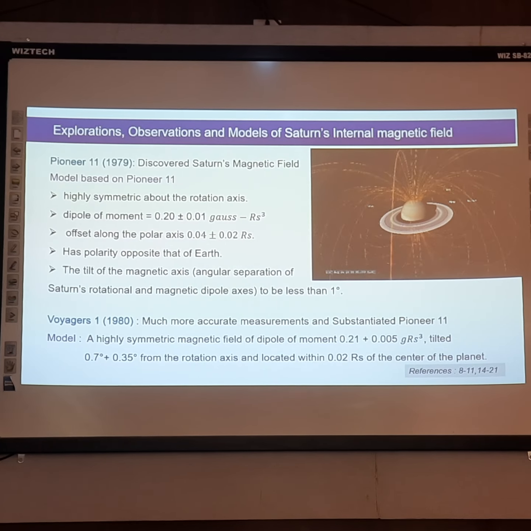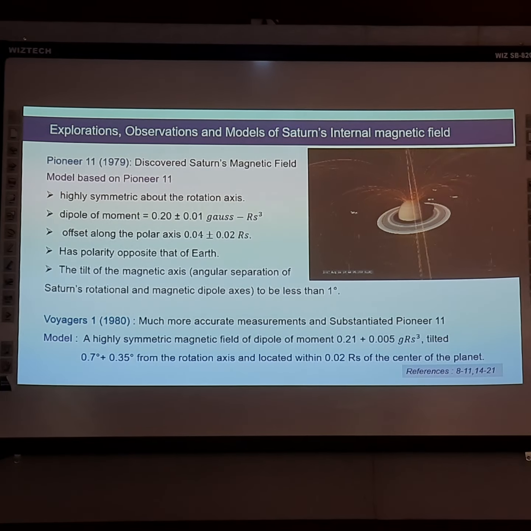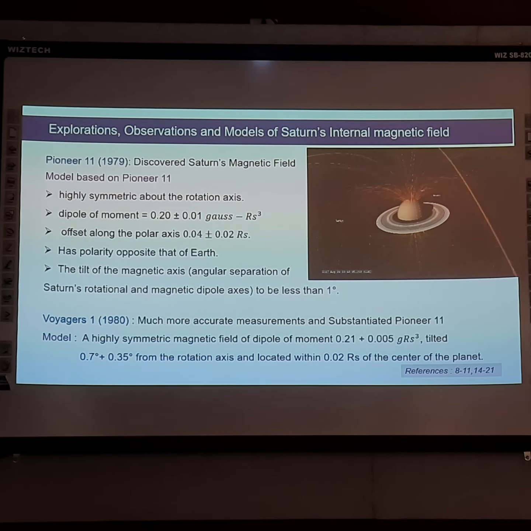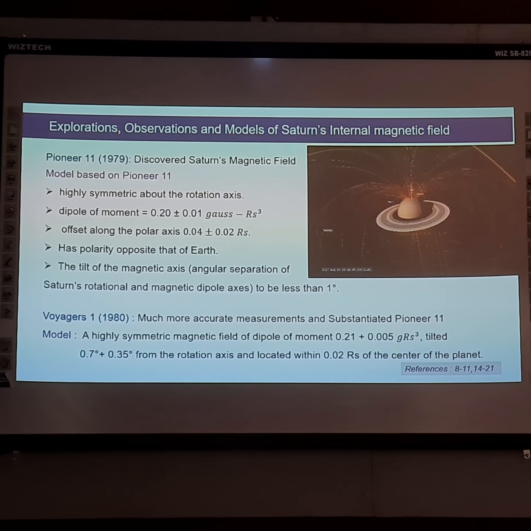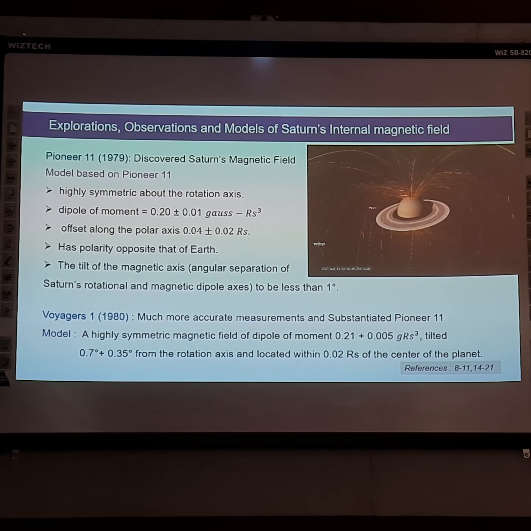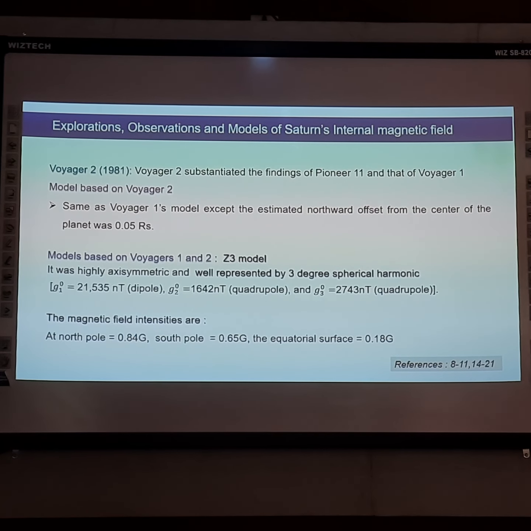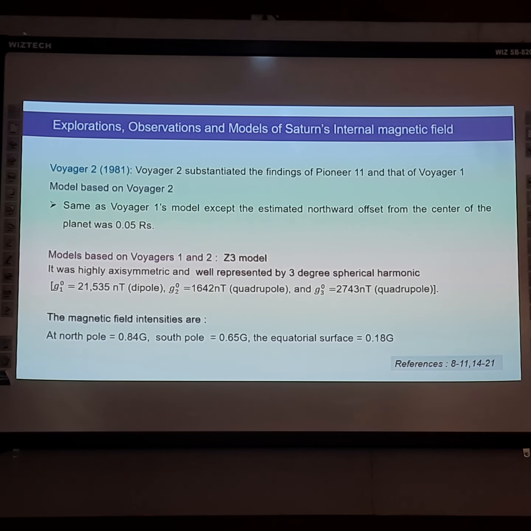that the Saturn field is symmetric, it has dipole offset polarity opposite to that of the Earth, and the tilt is almost parallel. Then the Voyager data, Voyager 2, also confirmed the findings of Pioneer. Then, combining the data from Voyager 1 and 2, the Z3 model comes up.